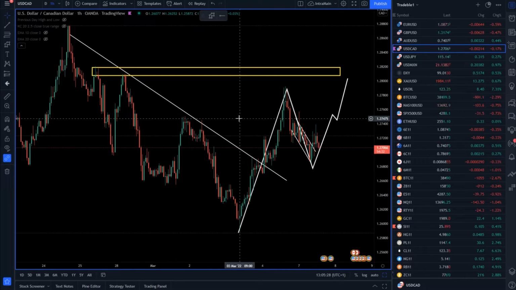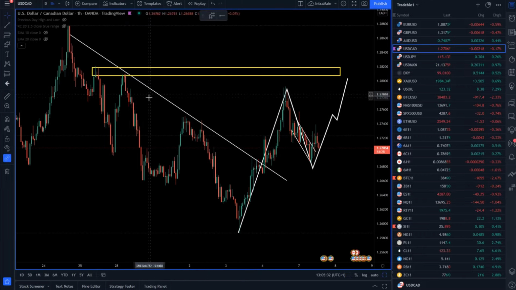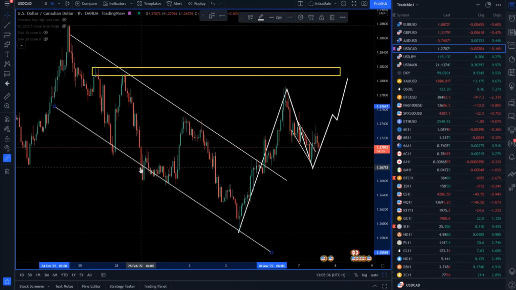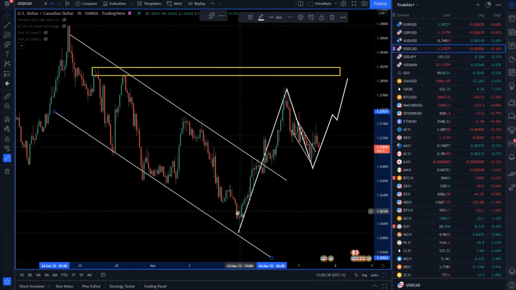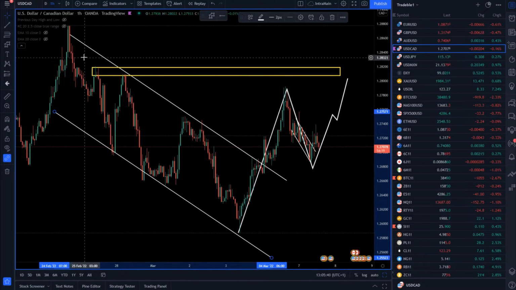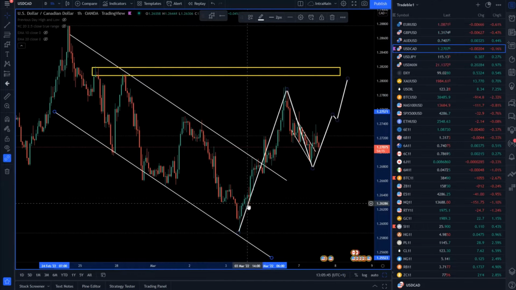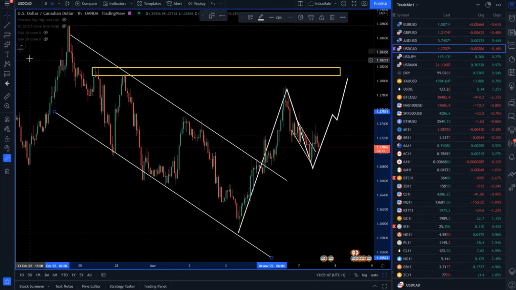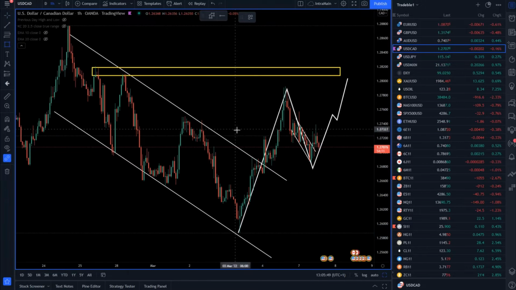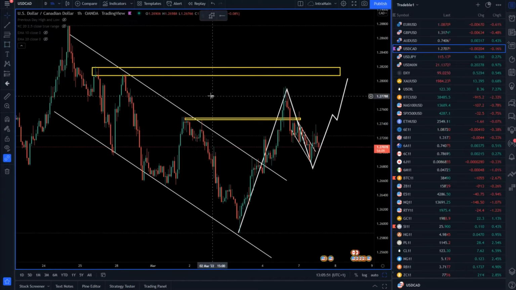Basically what I found based on the hourly time frame is that there is a breakout of the downside channel in the background, and that happened basically last week. So we got this well-defined downside channel and there was an upside breakout, and we took the previous swing high right there.